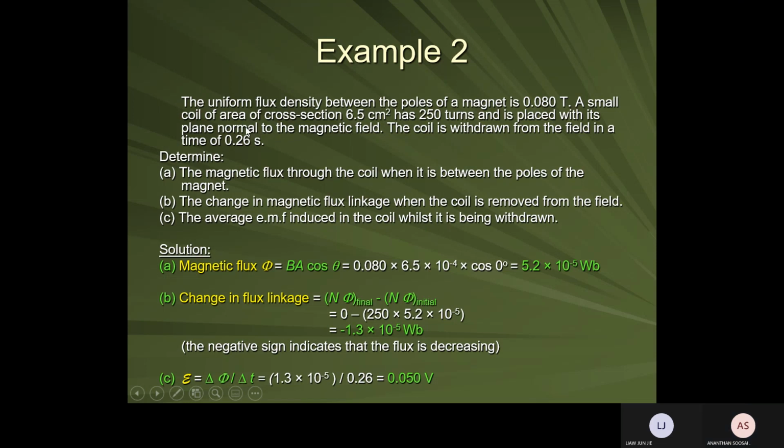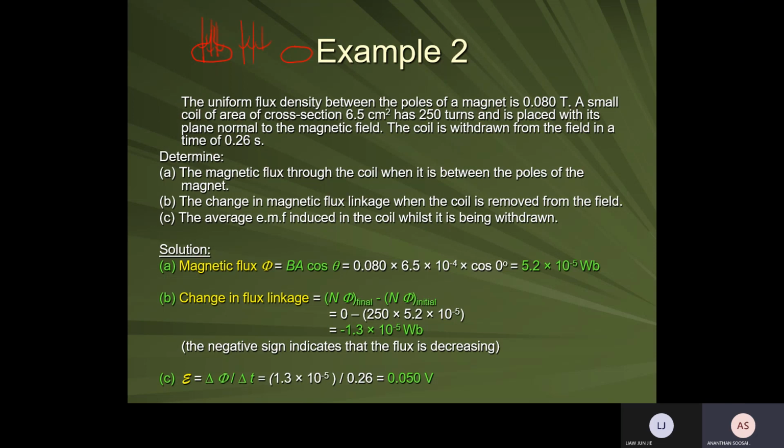The coil is withdrawn from the field in a time of 0.26 seconds. Withdrawn from the field means you have the coil first, and there is a magnetic field. Then the coil is totally removed from the magnetic field region. The magnetic field is just here, and the coil is totally removed from it.